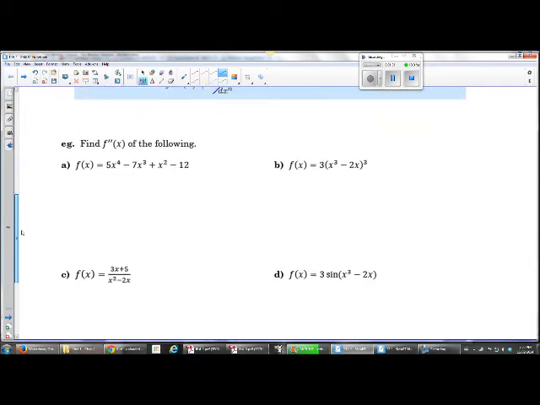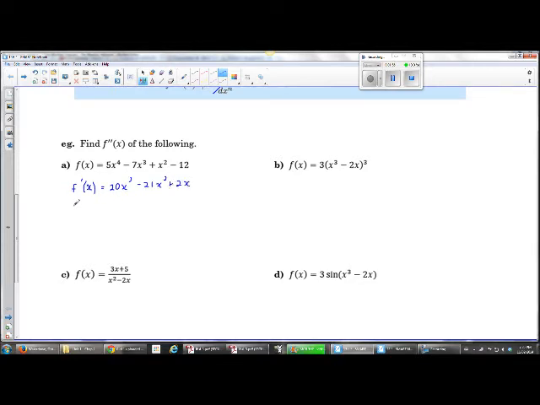Let's just take a few derivatives here. Find f double prime of x, or f double dash of x, for these. In order to get the second derivative, we have to do the first derivative first. So we just take that first derivative. So we get 20x cubed minus 21x squared plus 2x.